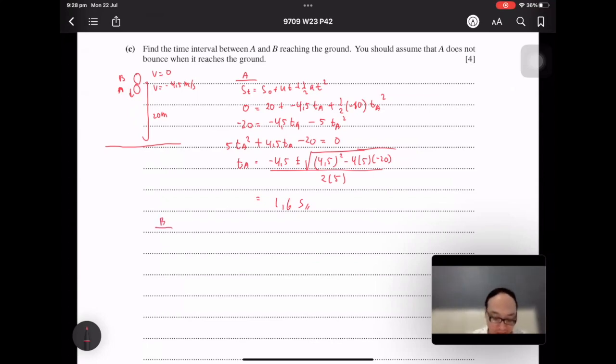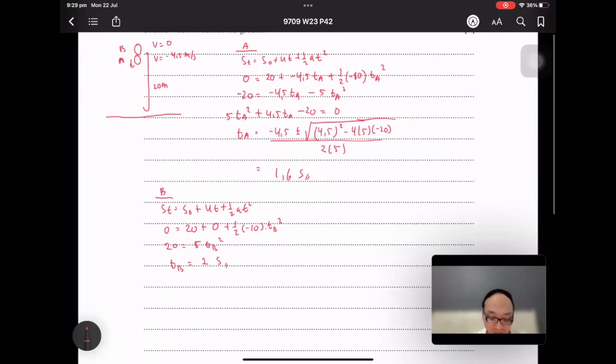For B, the same formula: initial plus ut plus half at squared. So 0, 20 plus 0 plus half times negative 10 times tb squared. So it's 20 equals 5 tb squared. So tb will be 2 seconds. So the time interval will be 2 minus 1.6 seconds, so 0.4 seconds.